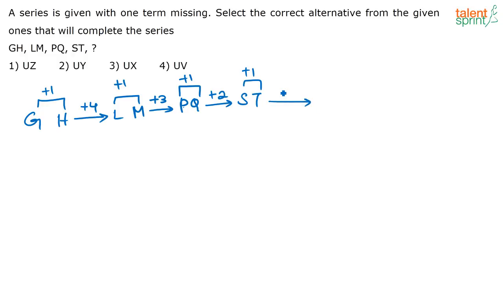So the next one will be T plus 1. So what will come after T? It is going to be U. Then you have U and V, correct? So the missing alphabets here are going to be U and V, that is option 4.